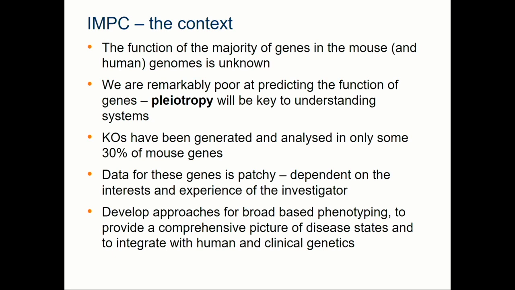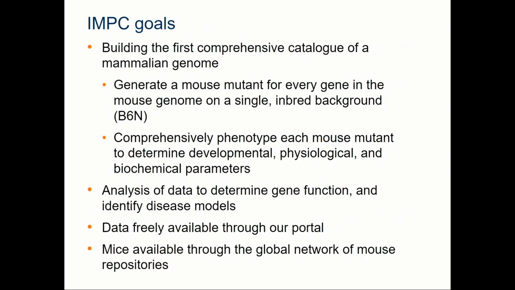So what we proposed was that the IMPC would instead perform a broad-based phenotyping pipeline on all genes, to produce a resource that would hopefully be useful for all researchers, but particularly the human genetics community. Obviously the goal is to build the first comprehensive catalogue of a mammalian genome. So we're going to generate a mouse mutant for every gene in the mouse genome on a single inbred background, black 6N, and comprehensively phenotype these mutants to determine the developmental, physiological, and biochemical parameters.